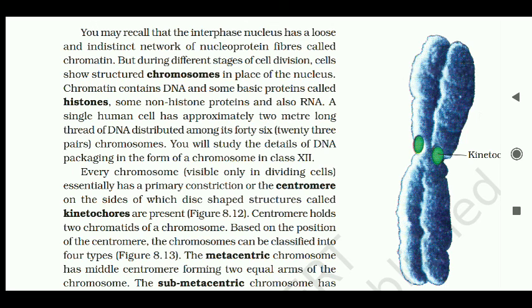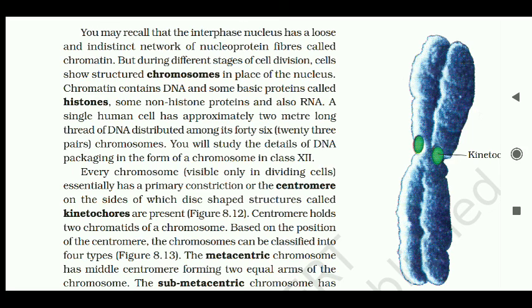Every chromosome, visible only in the dividing cells, essentially has a primary constriction or the centromere, on the sides of which disc-shaped structures called kinetochores are present. A centromere holds two chromatids of a chromosome. Based on the position of the centromere, the chromosomes can be classified into four types. The metacentric chromosome has a middle centromere forming two equal arms of the chromosome.